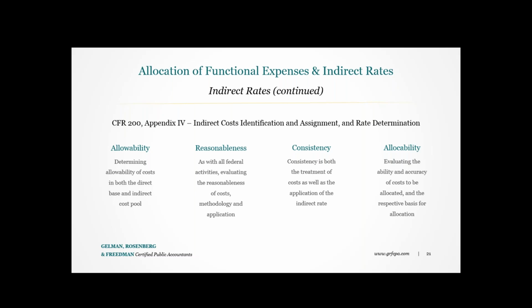A cost is consistent if it's treated and applied in a similar manner from one period to the next. Consistency is important, especially when preparing the indirect rate, to ensure there aren't deviations and assumptions from one year to the next. And a cost is allocable to a particular cost objective if the goods and services acquired meet the cost objectives, considering the relative benefits received. Considerations related to allocability include evaluating the objective as to whether or not it was necessary to the overall operation of the organization.